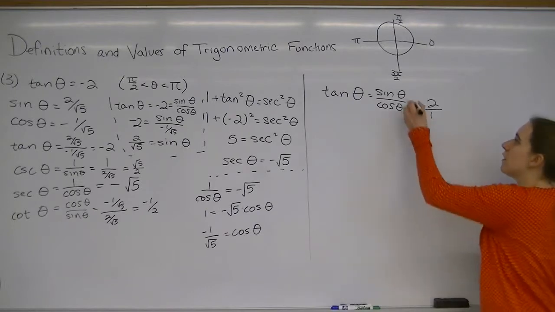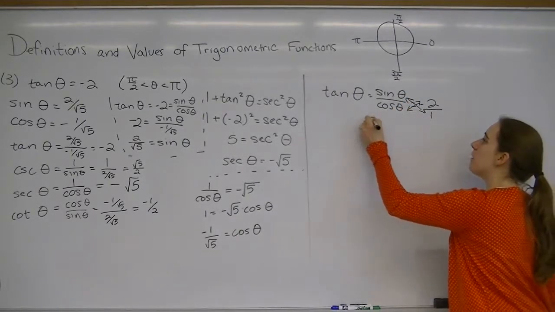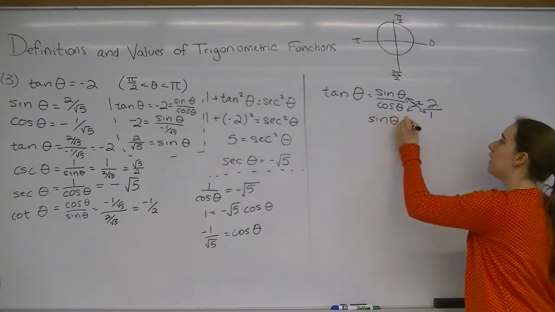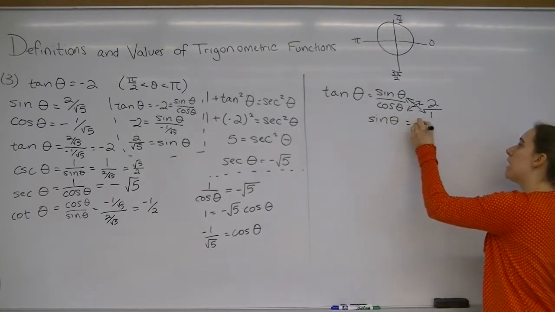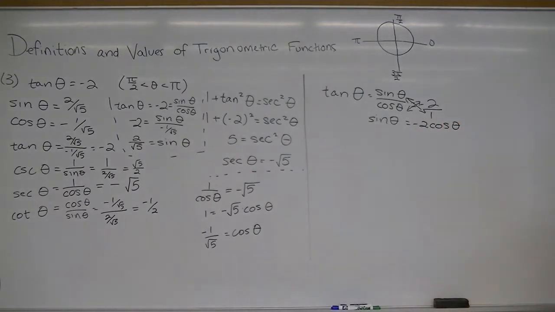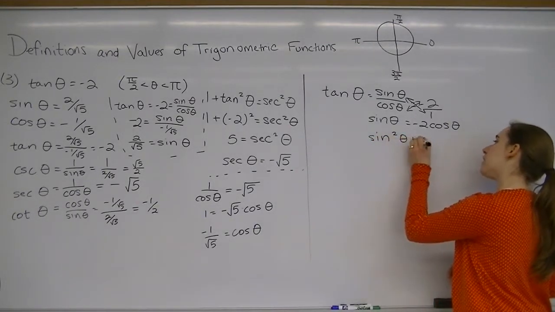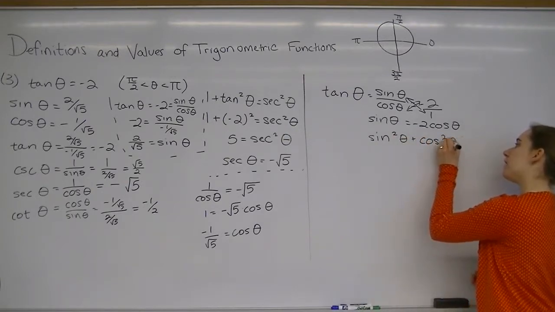But what we can do is we can actually cross multiply here. So I have sine of theta times 1 is equal to -2 times cosine of theta. Well, that's handy, because the other thing I know about sine and cosine is the Pythagorean identity.